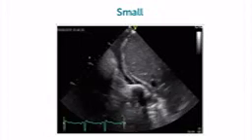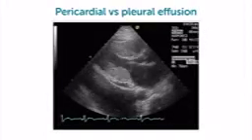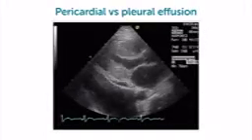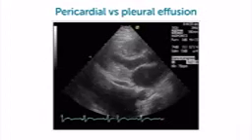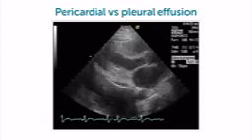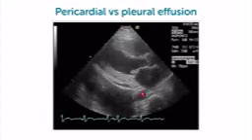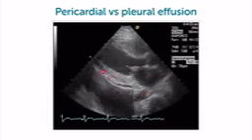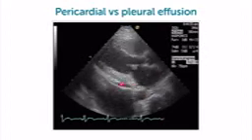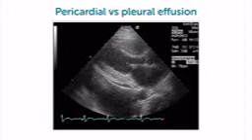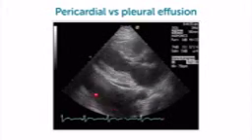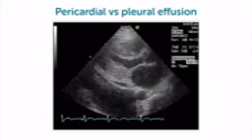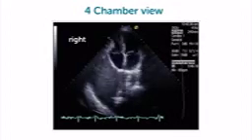Okay? And we showed you this image previously, or a similar image. How do we differentiate a pleural effusion from a pericardial effusion? In the parasternal view, very simple. You have the aorta here. This small little free space here is the pericardial effusion, and everything that is behind the aorta is the pleural effusion. What about the apical views?